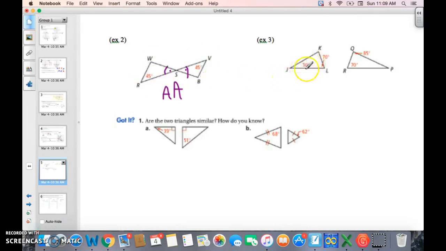All right, here I've got a 30 here and a 70 here. And here I've got this 85. So I need to find what this missing angle is here. Well, 30 plus 70 is 100. So I know that this angle here has to be 80 degrees. And the one that corresponds to it in this triangle is 85. So no, they're not going to be congruent because they don't have two angle measures that are congruent.